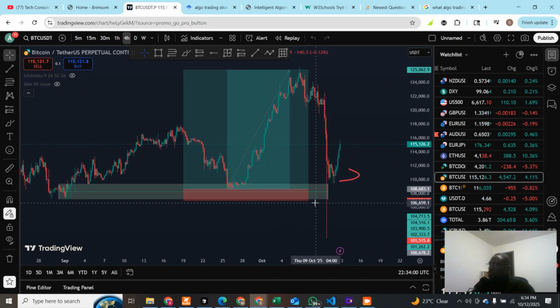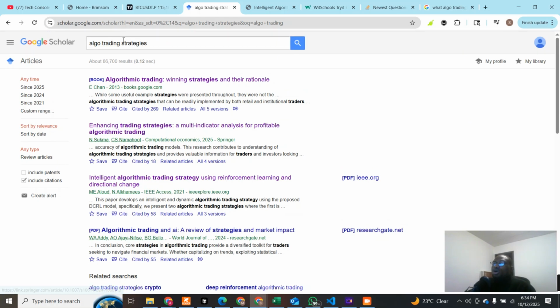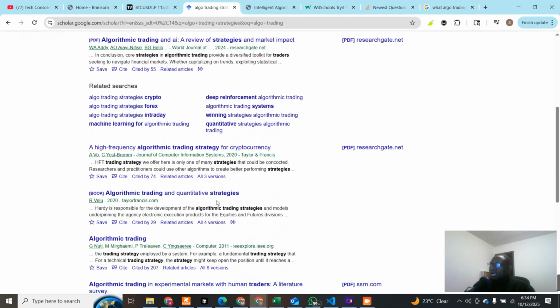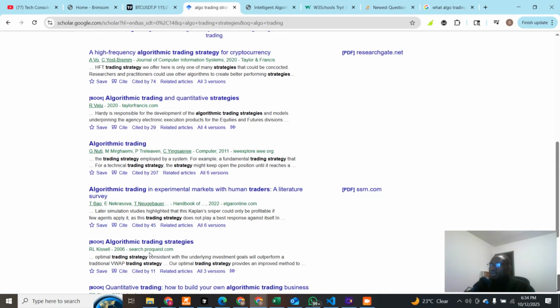So then we go on to the next one, which is, if you don't have an indicator, you don't know how to use anything, just go to Google Scholar. When you go to Google Scholar, type Algo trading strategies. There are a lot of researchers that have worked on trading strategies, like all these financial economists, financial analysts, or people that are into finance. They've worked on different trading strategies, made some research, written papers on it, and shared it publicly.